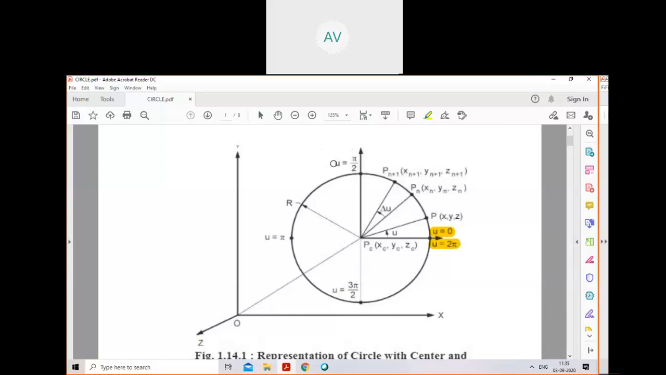Here u equals 2 pi by 2, that is, u will be equal to pi, meaning 180 degrees. Here u equals 3 pi by 2, meaning 270 degrees, right? So each part is a quarter circle of 90 degrees, again this part 90 degrees, again this part 90 degrees, again this part 90 degrees. Here Pc means the center point of the circle. The center point coordinates xc, yc and zc we are considering.